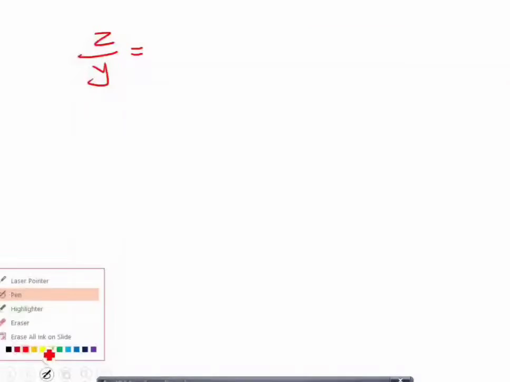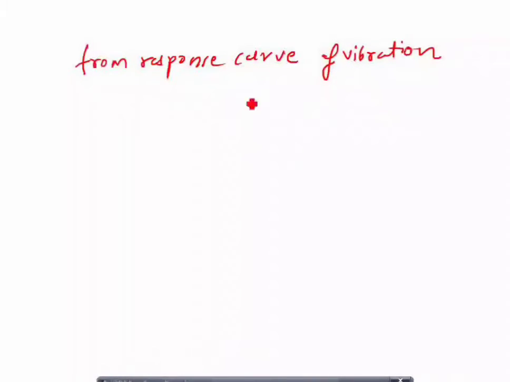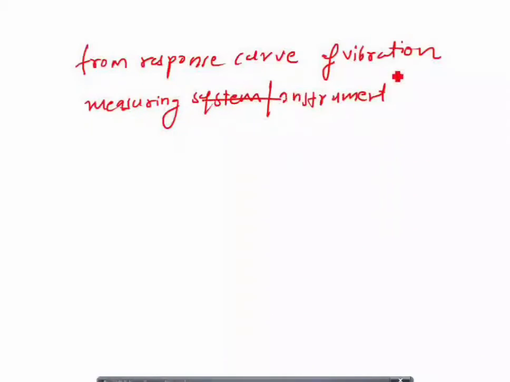So considering the graph, how to write this statement? First of all, we understand how to write this statement. So we write here: from the response curve of the vibration measuring instrument. Response curve of vibration measuring instrument system, or instrument. Instrument is a proper word.